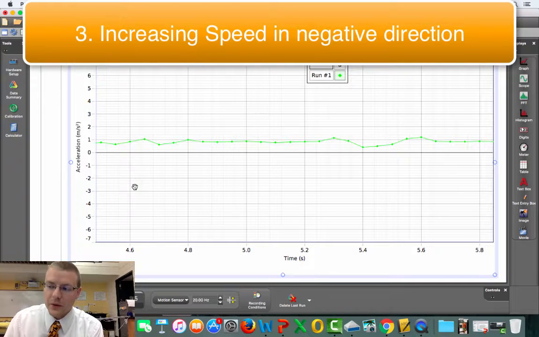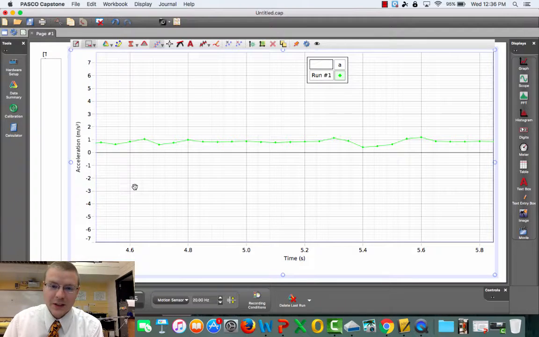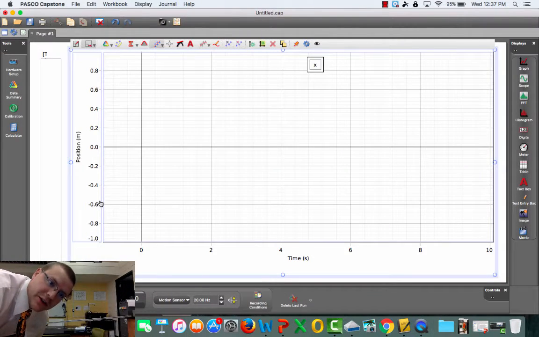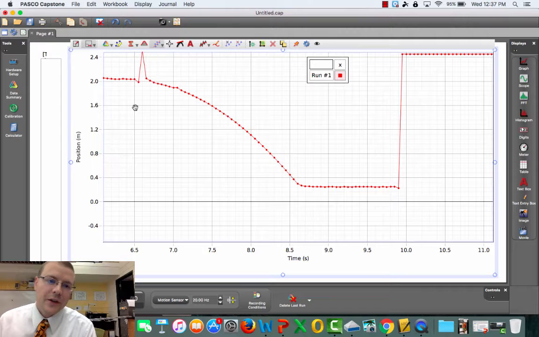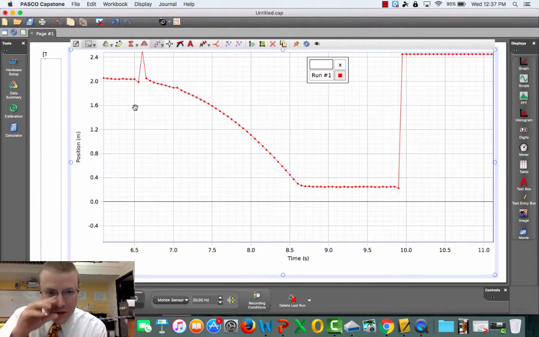Okay, scenario 3. We're going to increase our speed in the negative direction, so I'm going to put the sensor at the bottom of the ramp now, and have the cart run down towards the sensor. So I do need to make sure I catch it. Alright, so for the position graph here, you can see I started off at 2 meters, and my slopes were very gradual in the beginning, and they started getting steeper and steeper as we got close to the end. I was accelerating towards the origin with this graph.